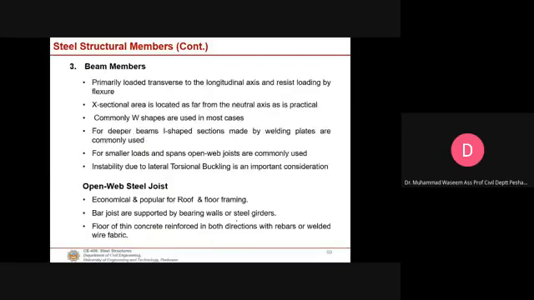So this is about beams. If you are designing beams, you should use wide flange sections, or American beams. You can also use open web joists.